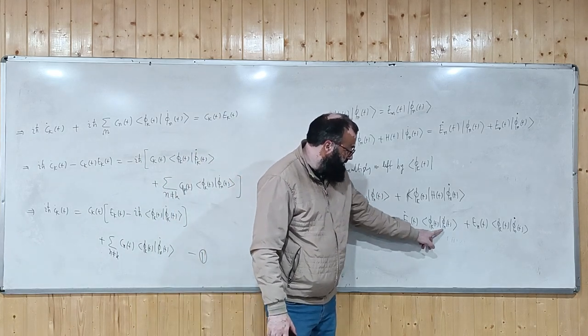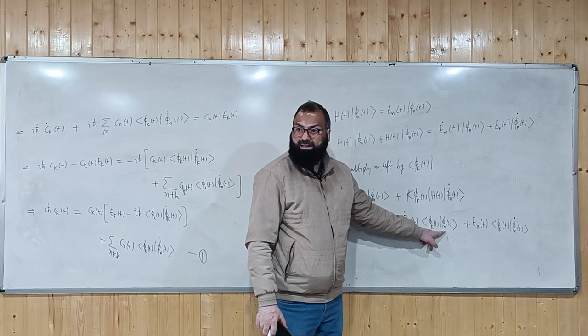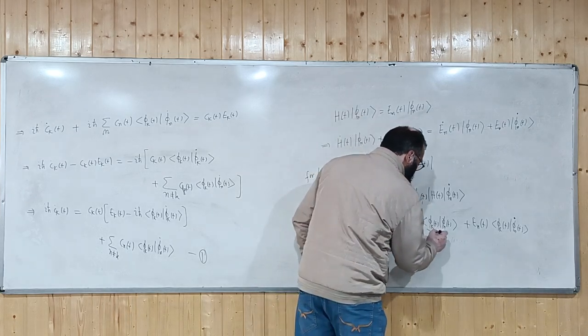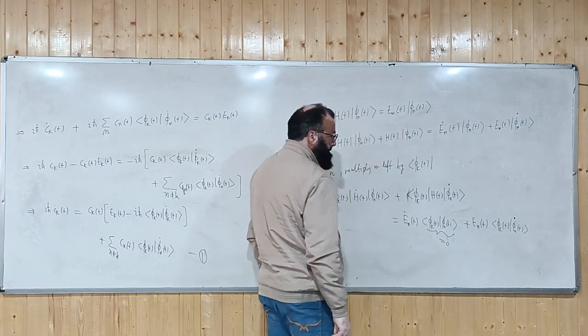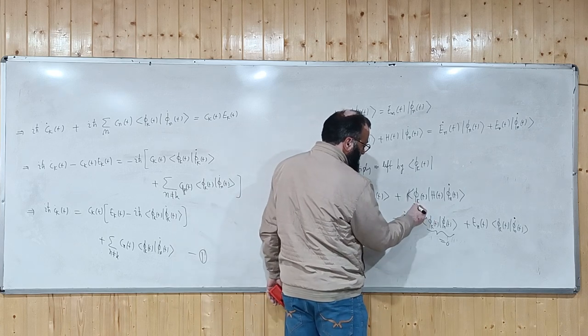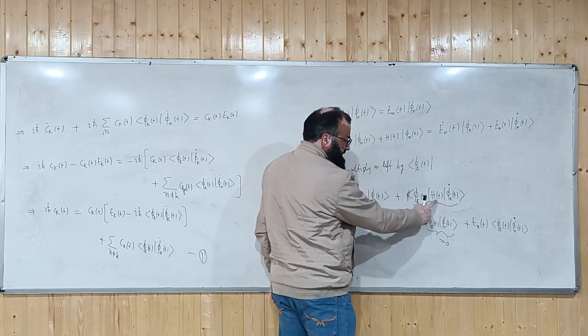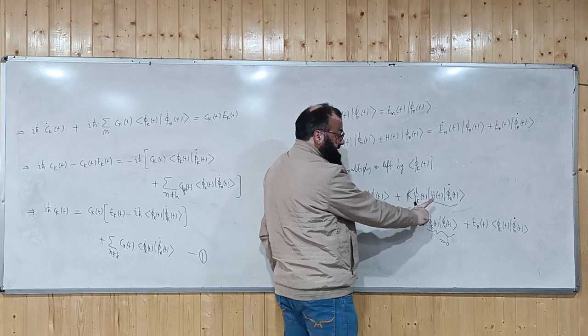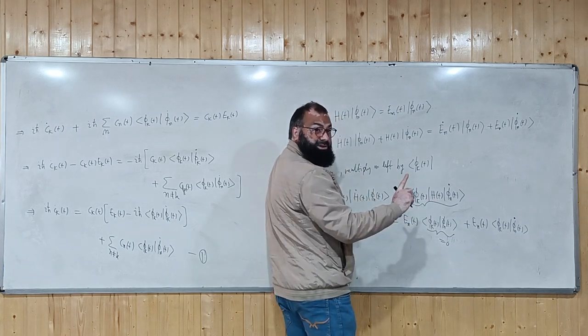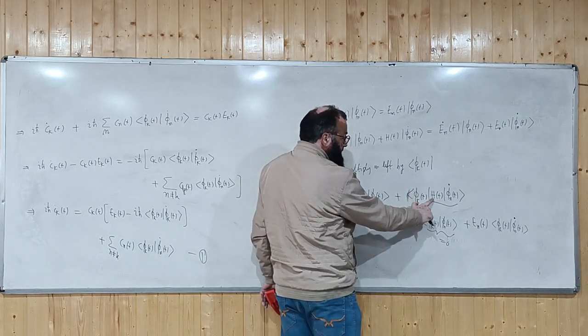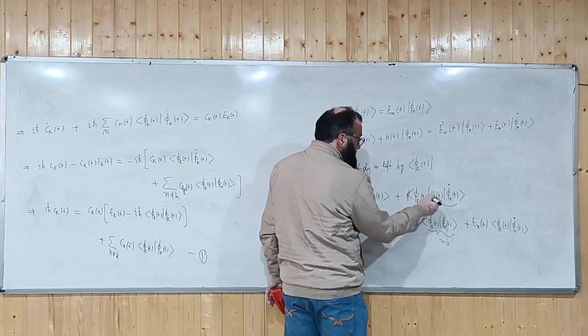Okay, so now let's look at this very term. Since k is not equal to n, that means they are orthogonal, clear? So this term is equal to 0. So now what about this very term? Since phi_k is an instantaneous eigenstate of H, clear? H is a Hermitian operator. So what does it give me?